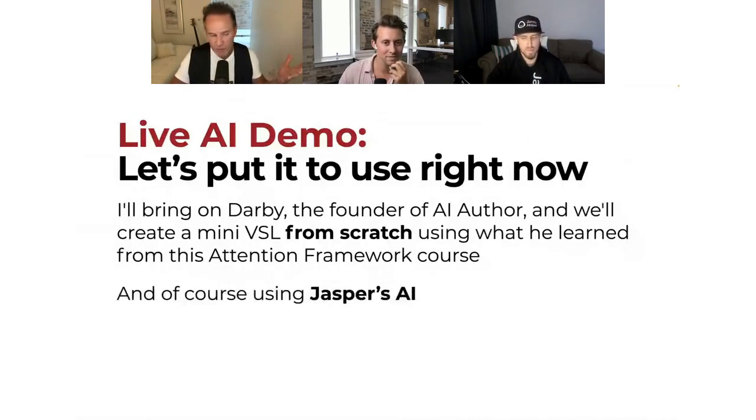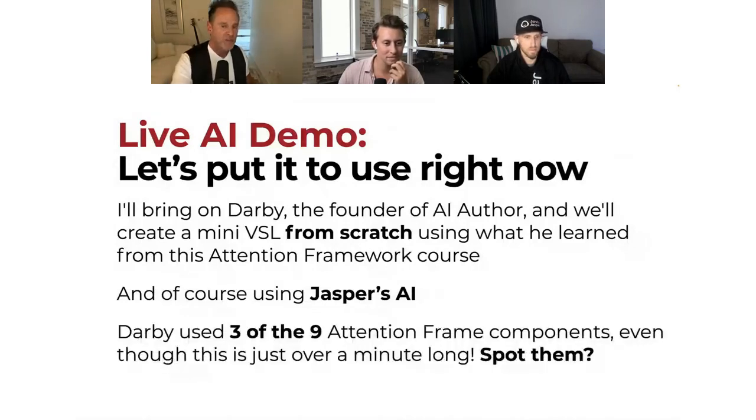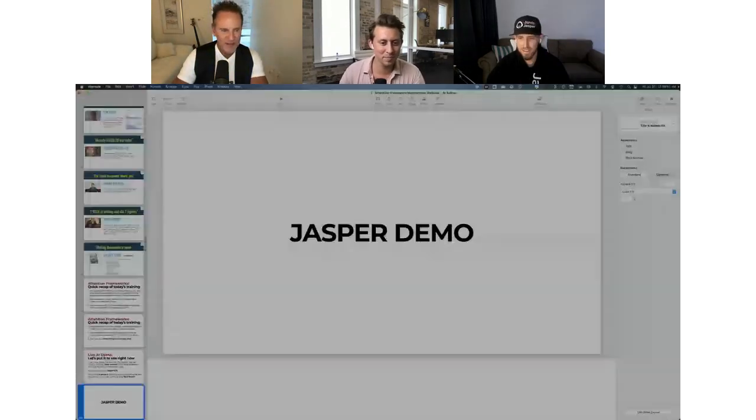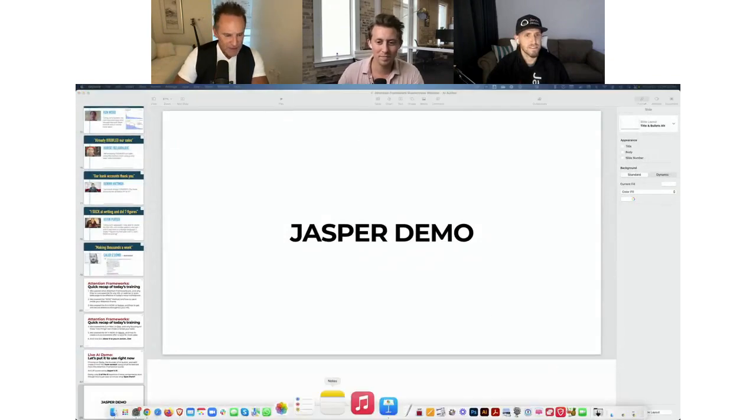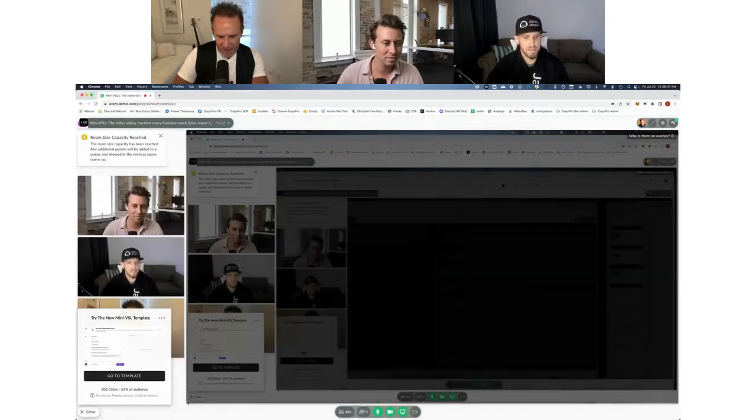Of course, they're using Jasper's AI to do this. Now, Darby, like I said, used 3 of them, and I'm asking you to see if you can spot them from the questions that you wrote down. Are you ready? Darby, you ready? Oh, I'm ready to rock and roll. I'm going to exit out of my slides and I'll come back over to here. And give me 2 seconds. And stop sharing my screen.